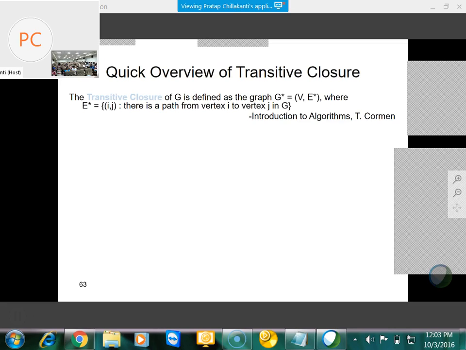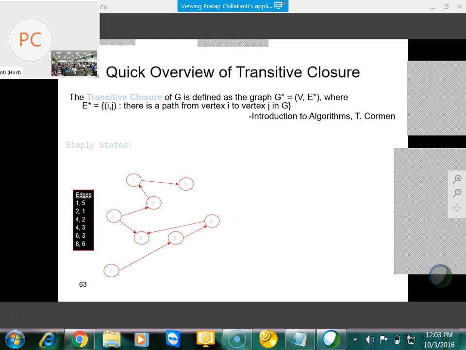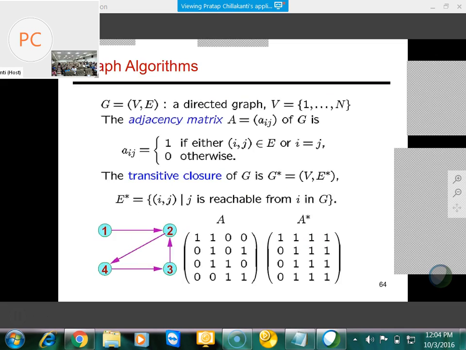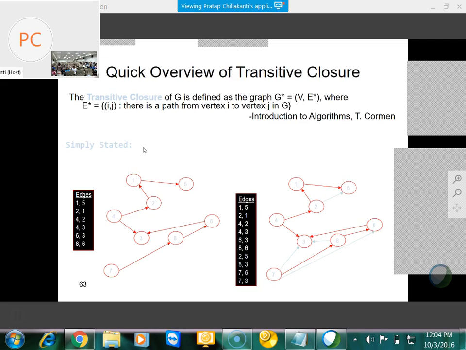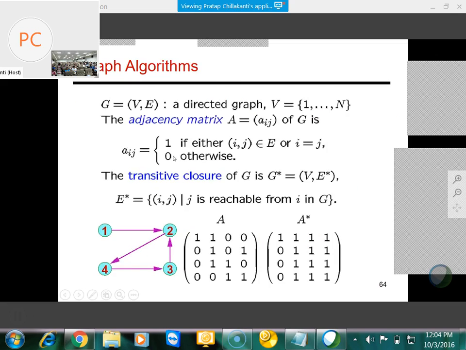So what does transitive closure mean? If you take a graph, a graph has vertices and edges, correct? So from that, you create another graph. That's why it's called G star, where you have vertices and then you get some additional edges. These additional edges correspond to the scenario where there's a path from vertex I to vertex J. What does it mean? Let me put it here. Give me a second.